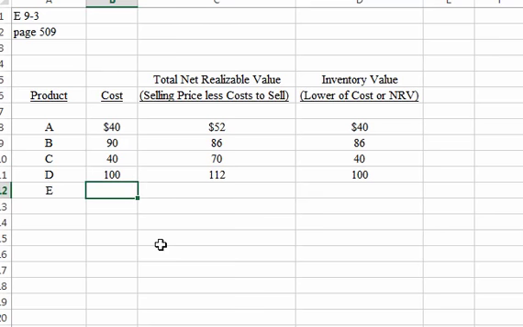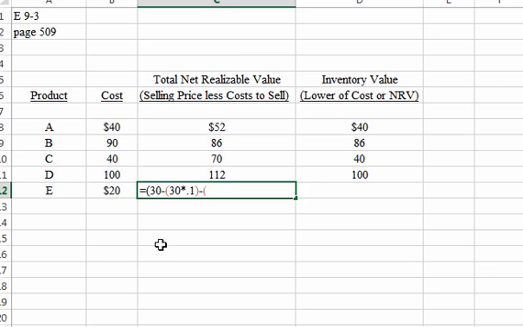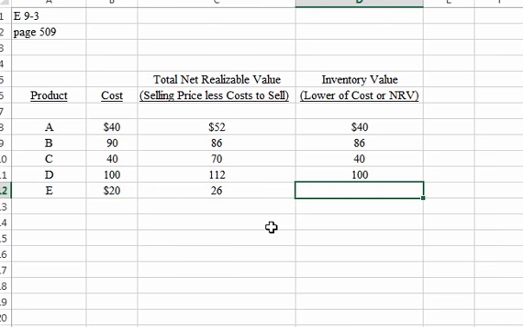Okay, and then on E, cost is $20. Net realizable value would be the sales price, $30, minus sales price times 10%, minus cost, which was 20, times 0.05. And there we end up with 26. The lower of the two there is definitely your cost, 20.